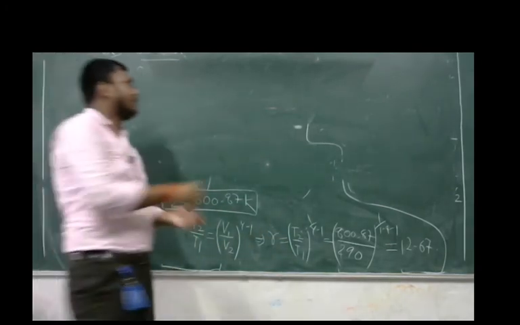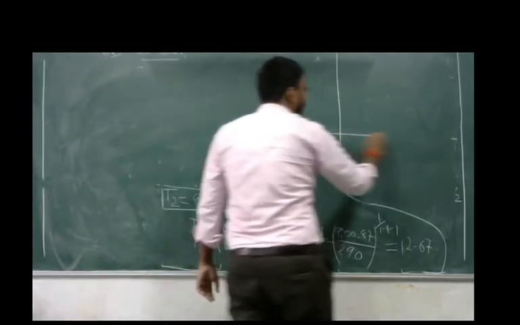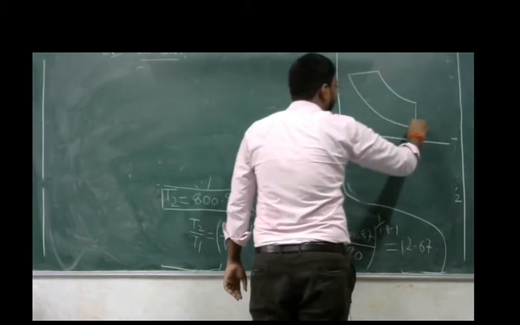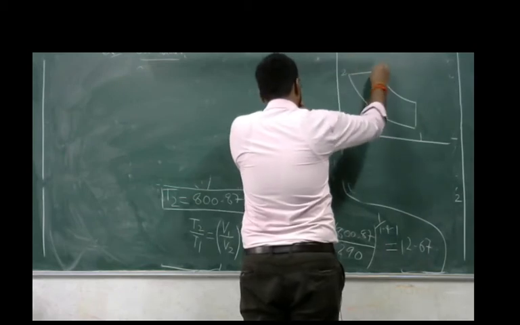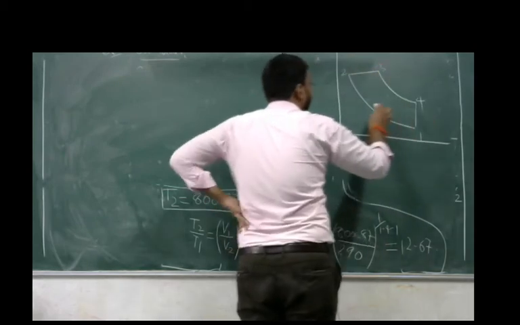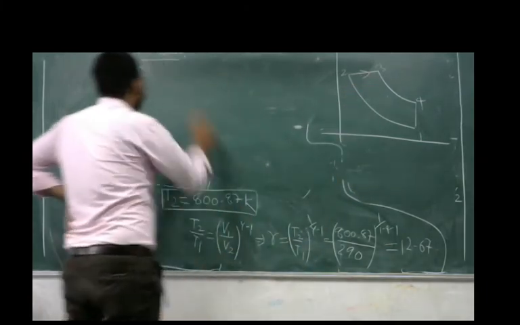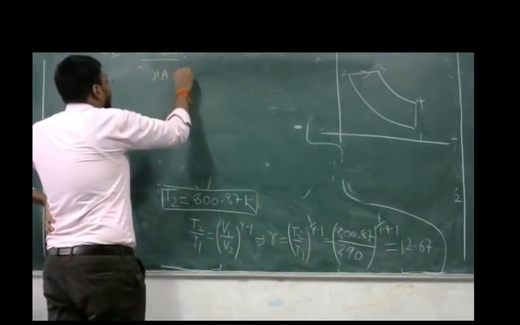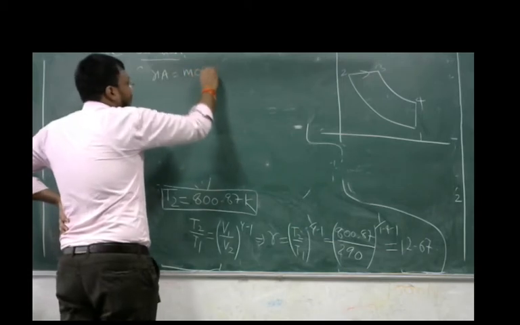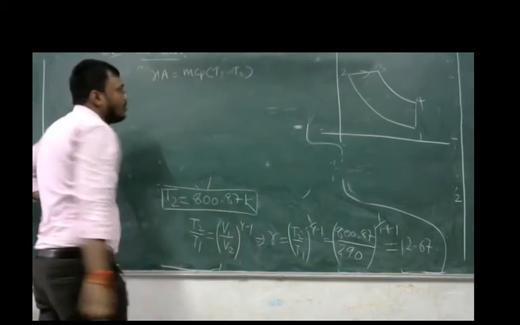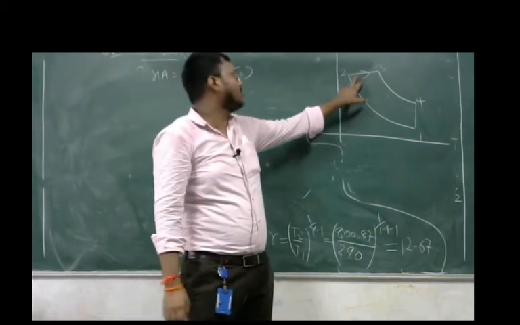For heat addition, if you see the diagram, heat addition takes place from 2 to 3. Means for heat addition, the formula will be heat addition equal to mCp(T3 minus T2). This should be the formula for heat addition, because it is heat addition at constant pressure.